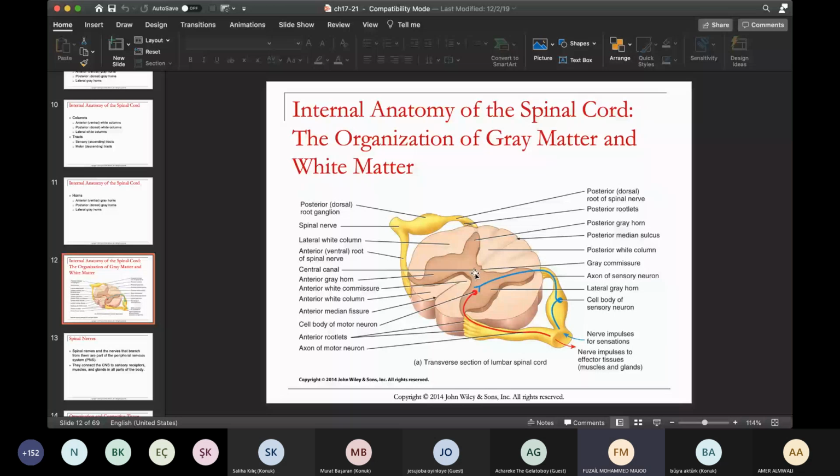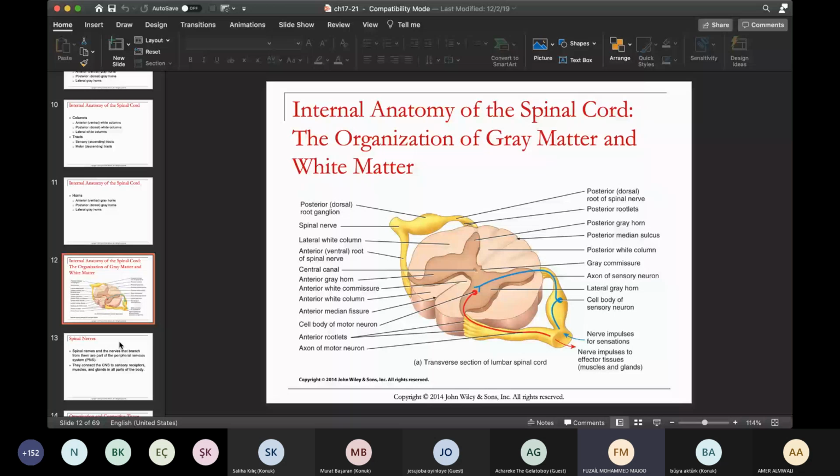We have the posterior gray horns over here, posterior gray horn. This would be the anterior gray horn over here. So, anterior and posterior gray horns, the gray commissure, and the central canal. Okay, I think we covered just about everything.